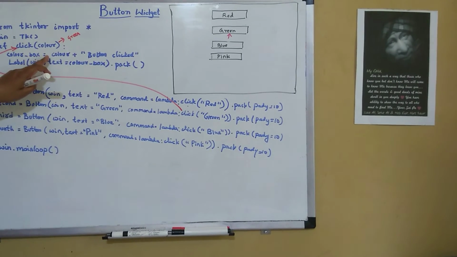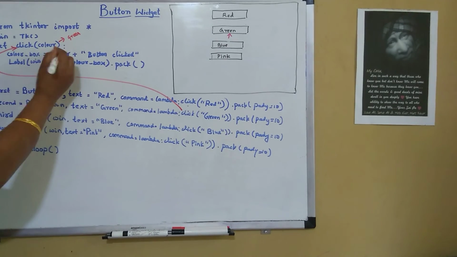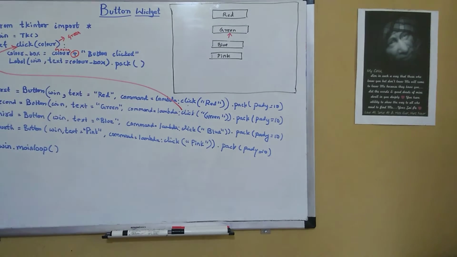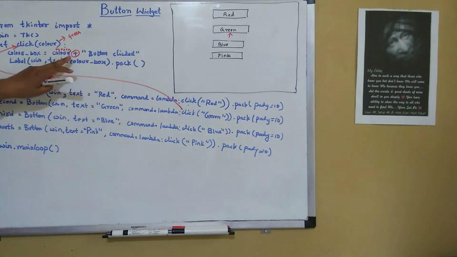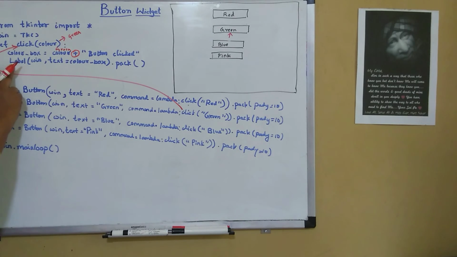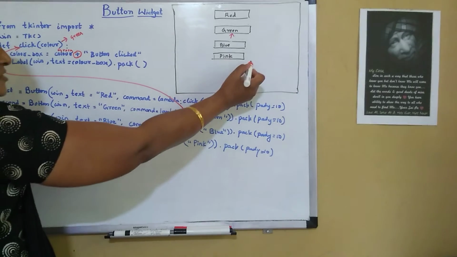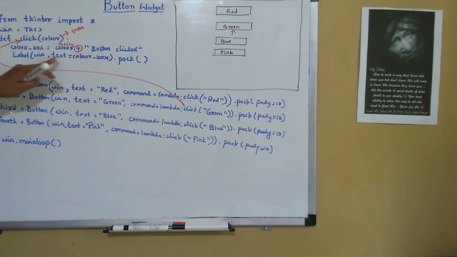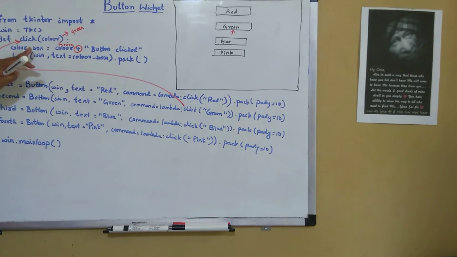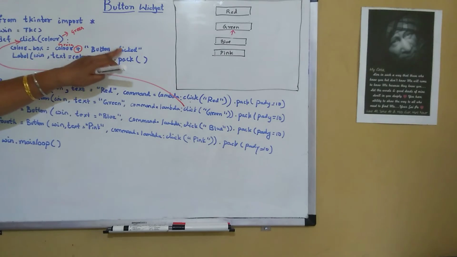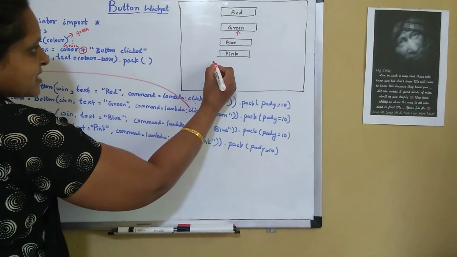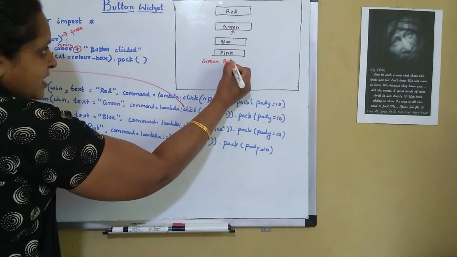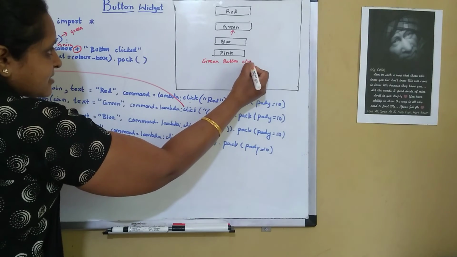And color box is equal to color plus button click. So it will have green plus button click. So it's a concatenation operation. Green plus button click will have green button click. And we are creating a label widget. We can't just write the text on the Tkinter screen. We have to create a label widget, place it on the main window, and the text is equal to color box, which will have green button click. So when I click on the green button, a label widget will be created and it will say green button click.